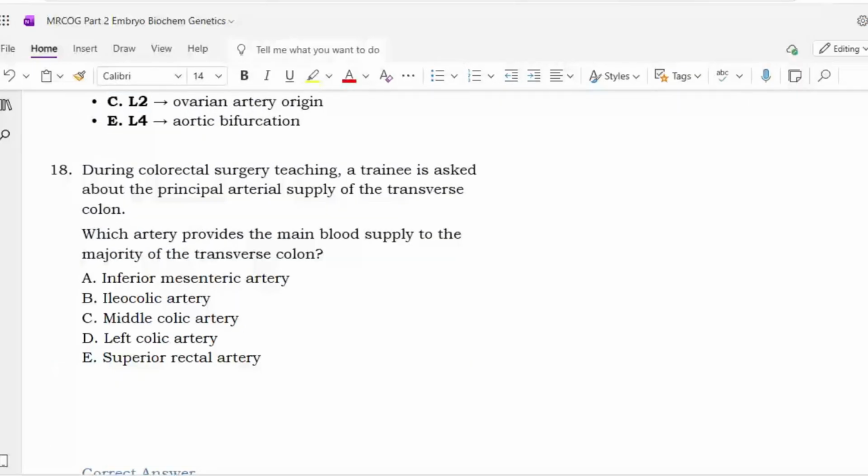Okay. So I can see the option questions. This is the question in the middle.